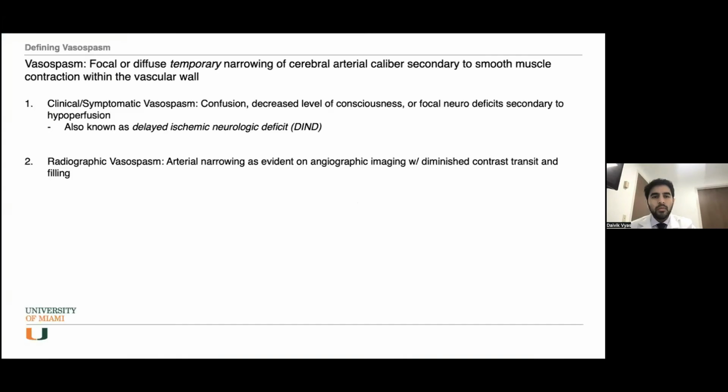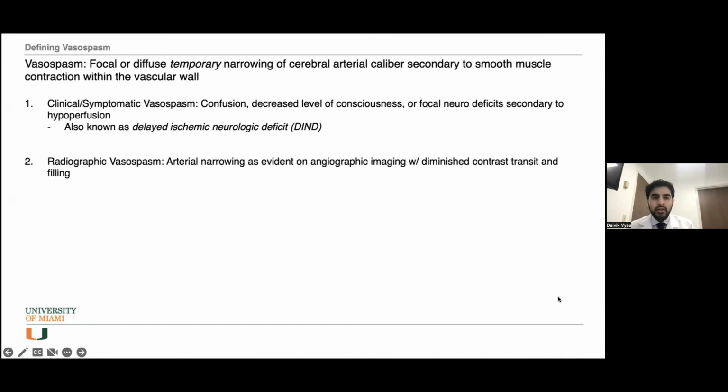So now that we've said the word a few times, we have to come to a point of defining what vasospasm is. Vasospasm is a focal or diffuse temporary narrowing of cerebral arterial caliber, secondary to smooth muscle contraction within the vascular wall. And it gets divided into two clinical entities, one being clinical or symptomatic vasospasm, which manifests with anything from confusion to a decreased level of consciousness or focal neurologic deficits. It's also termed delayed ischemic neurological deficit within a lot of the literature now.